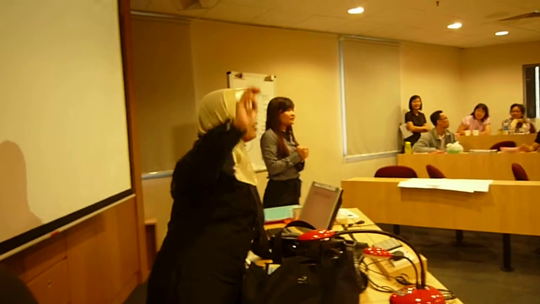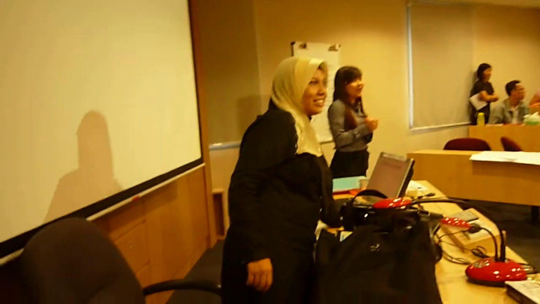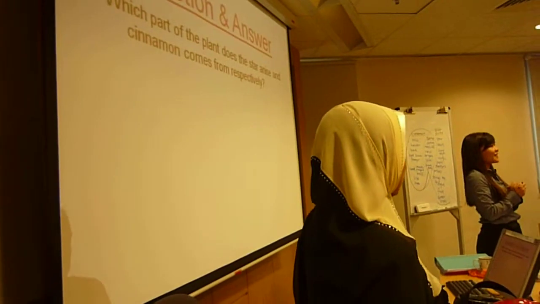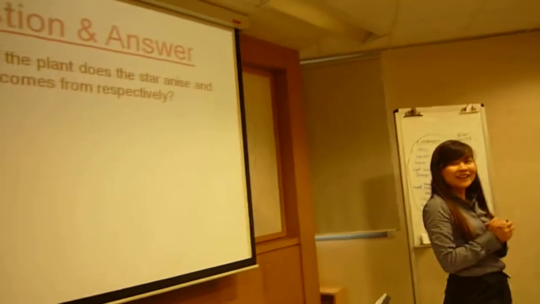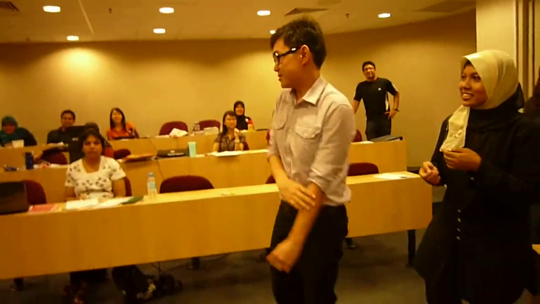Ready for the first question? You cannot ask your ADs for help. Ready? Go. First question. Which part of the plant? Quick. Tell me. Team member tell me, it's fruits and bark. Is it correct? Yes, correct. Very good. Why must your team member tell you? You were not paying attention.